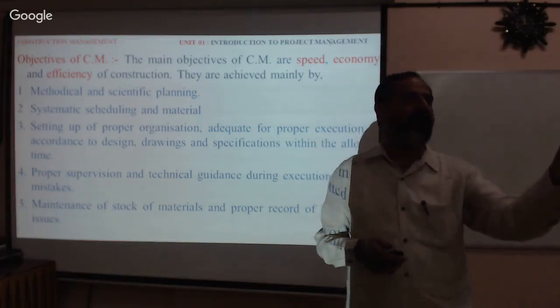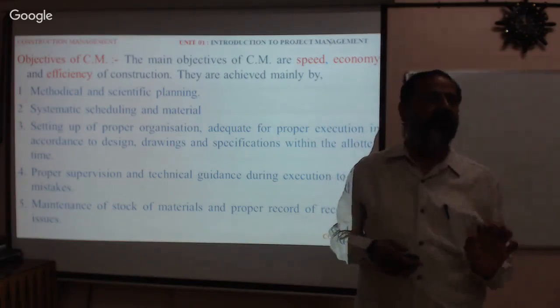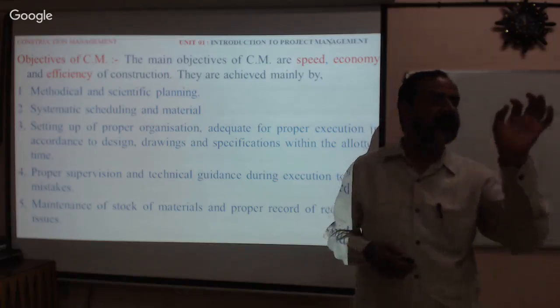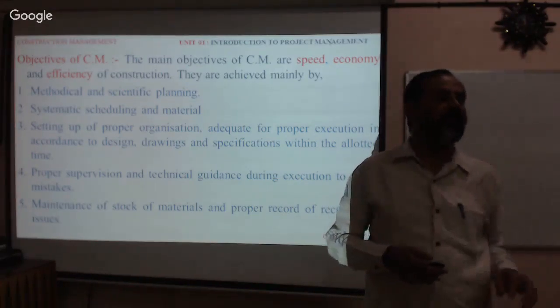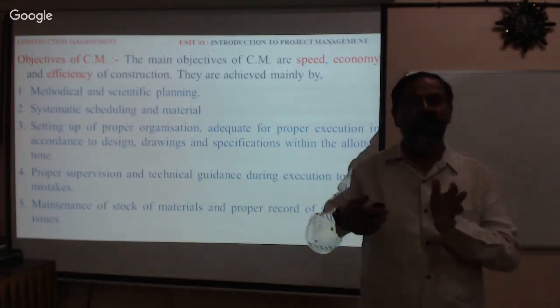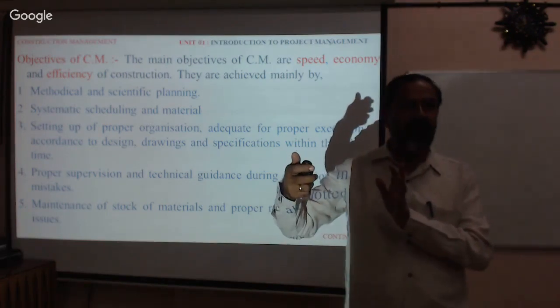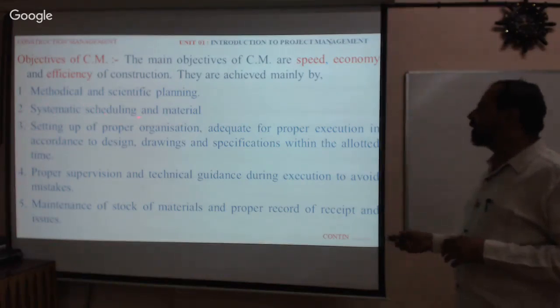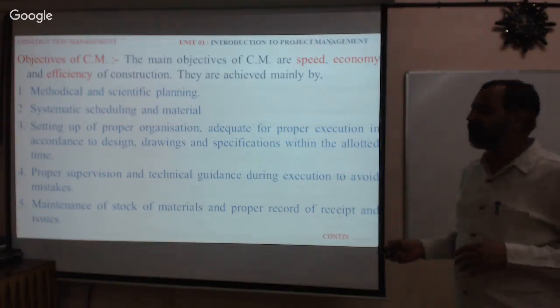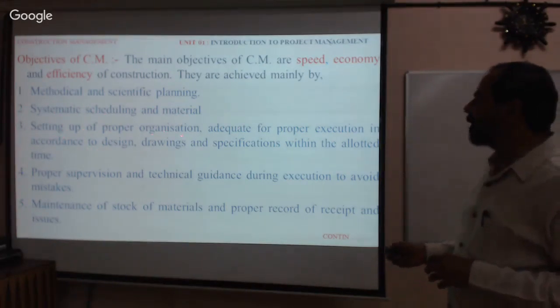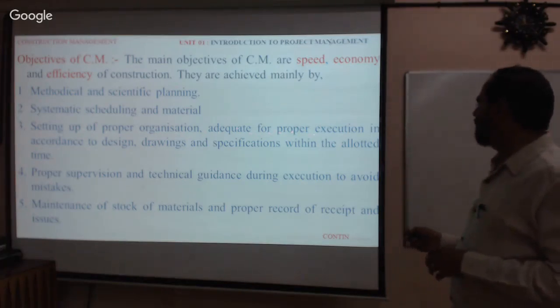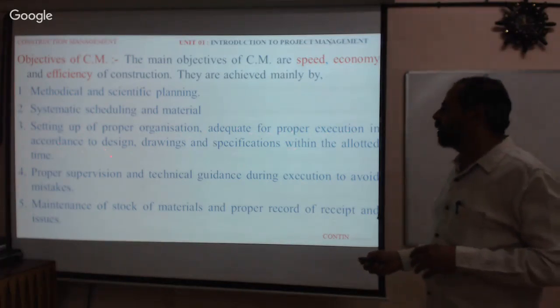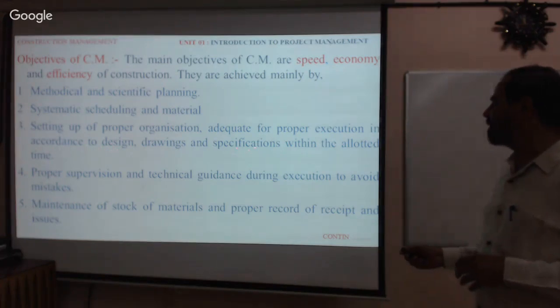When we want 100 bags, when we want 500 bags, when we want 200 bags, which month we want the 100 cubic meter aggregate, you have to plan in the proper way. We must plan it. And that is systematic scheduling of material, that is planning, scheduling, and setting up proper organization adequate for proper execution in accordance with design, drawing, and specification.